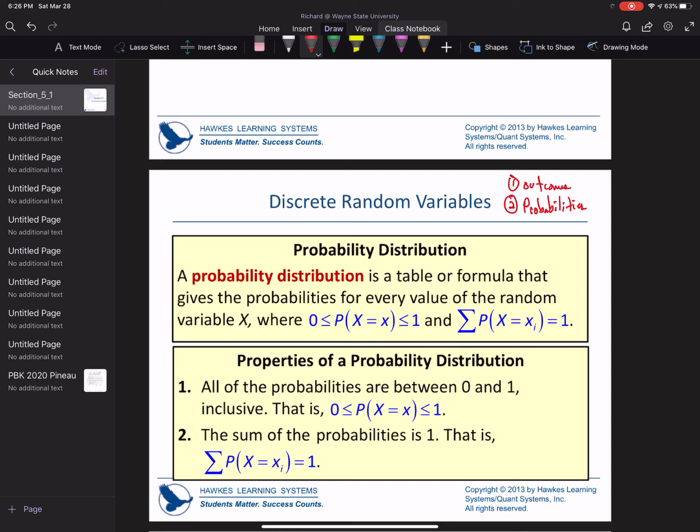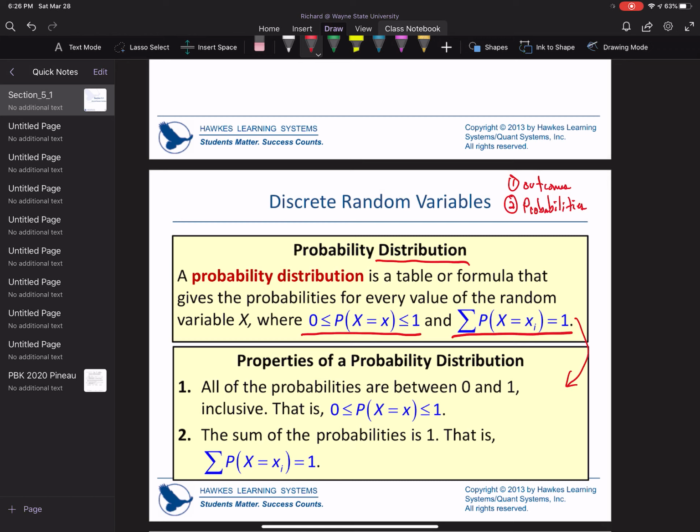Very, very simple. Now the word distribution we've seen before. If you remember back in section 2.1, we had something called a frequency distribution. This is a probability distribution. So that word comes back to us yet again. Now you'll notice that we've got two very weird mathematical symbols written here, and that's going to help us in the second box.